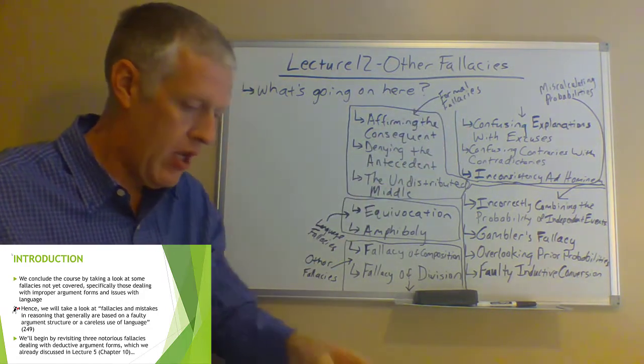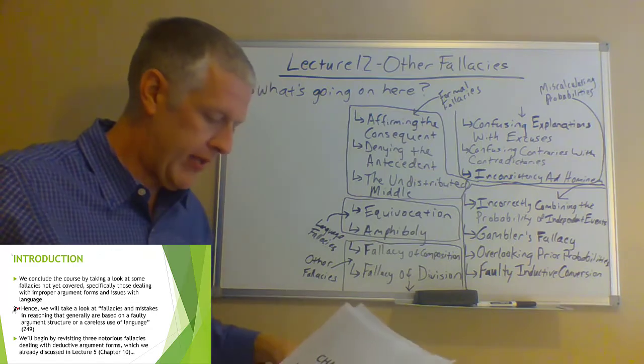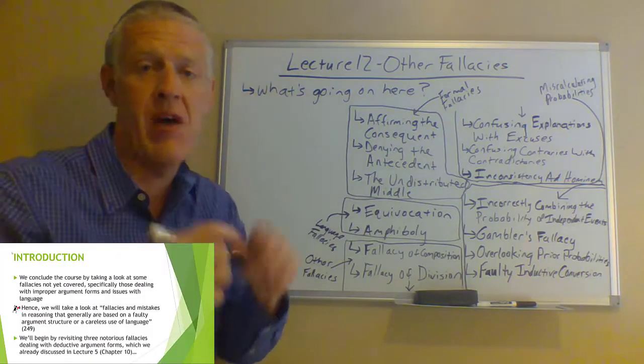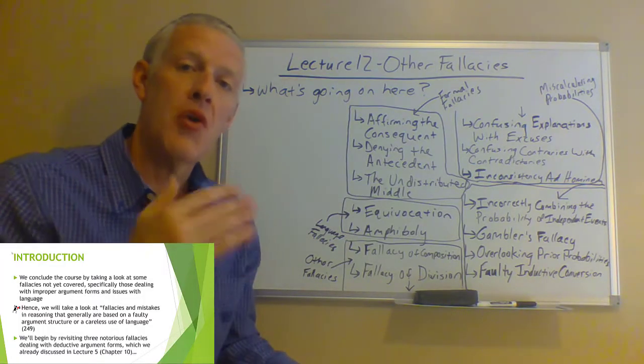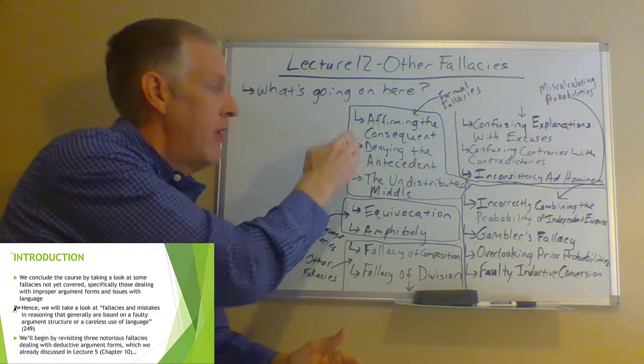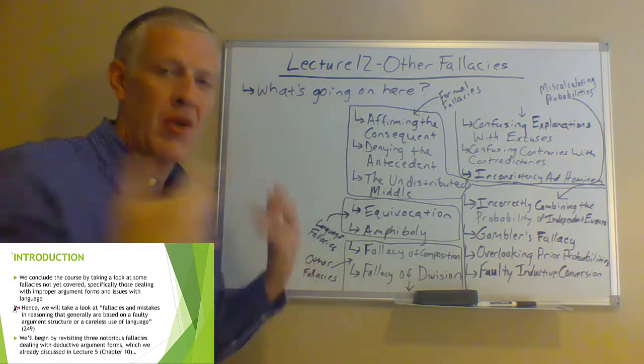So let's go ahead and turn to slide 3. As I mentioned, I briefly alluded to this a moment ago. A lot of this we discussed in the previous section, section 2, specifically lecture 5, which corresponded to chapter 10 of the text. When we were discussing the common valid forms of deductive arguments, we also discussed at that time the common fallacious or invalid forms of deductive arguments. And that's what we're going to revisit here.